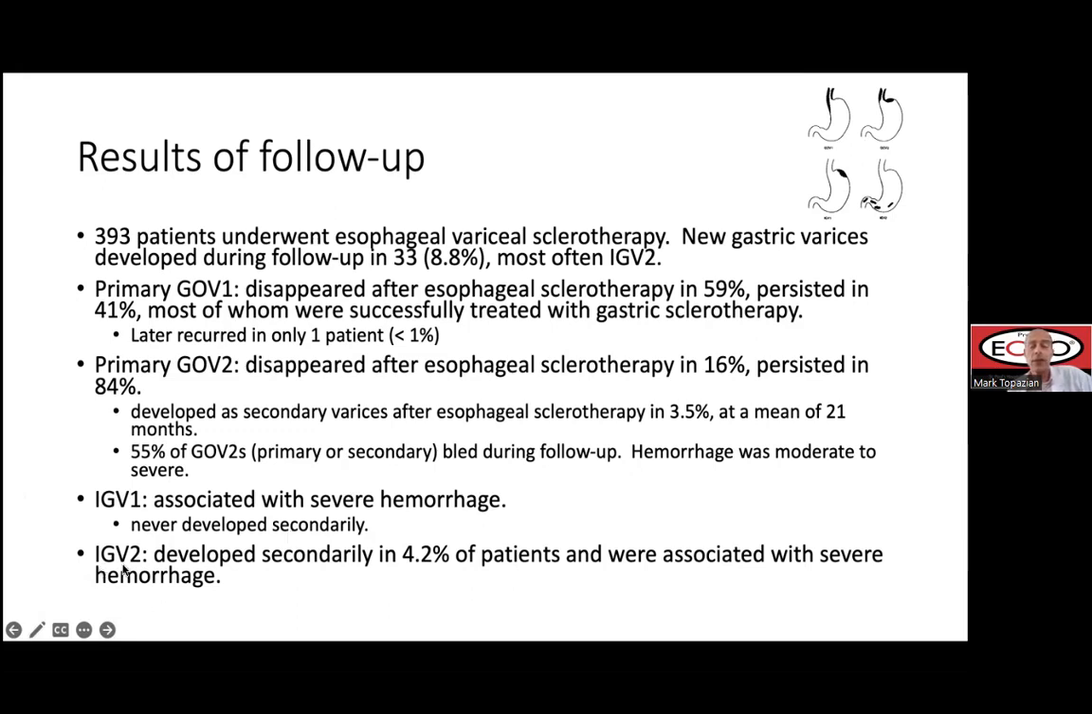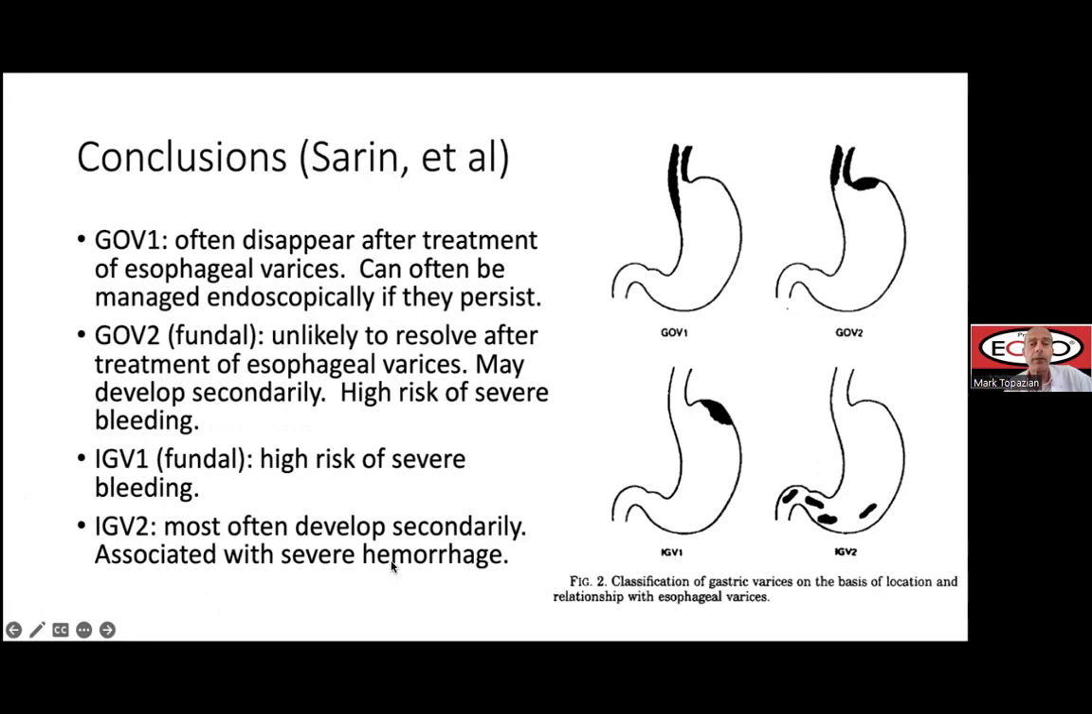And IgV2, those ectopic gastric varices, developed secondarily in 4% of patients and were associated with severe hemorrhage. And what this means is that most of the time, these actually developed secondarily, because you remember they were present in only 1% to begin with. So these did have a tendency to come up during follow-up.